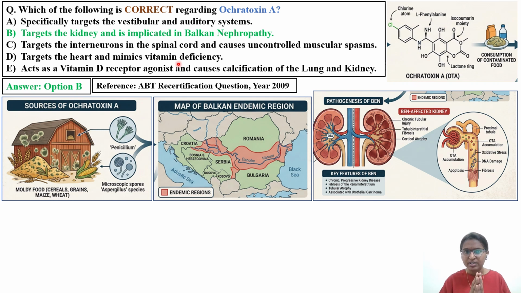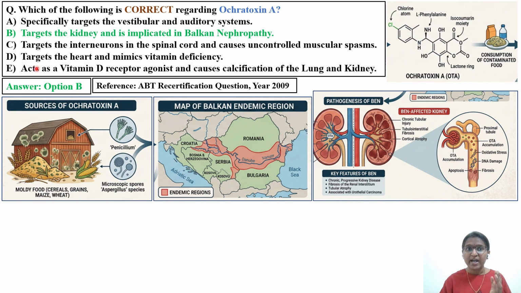For this, you have to understand the structure of ochratoxin. It doesn't contain the typical four-membered ring structure of steroids. Here the structure is an isocoumarin moiety with a lactone ring. Unlike vitamin D, calciferol, estrogen and progesterone, which all have a steroidal ring. So like this, you can eliminate the option that it will target the heart and mimic vitamin deficiency. The heart is not the target organ for this particular mycotoxin.